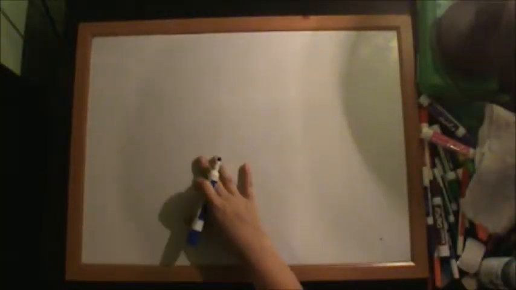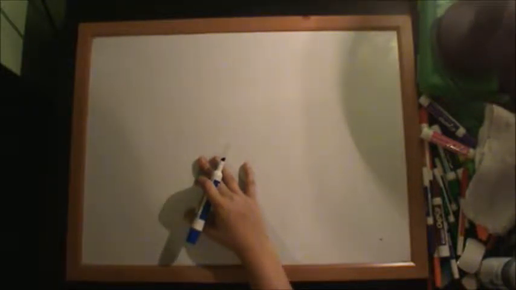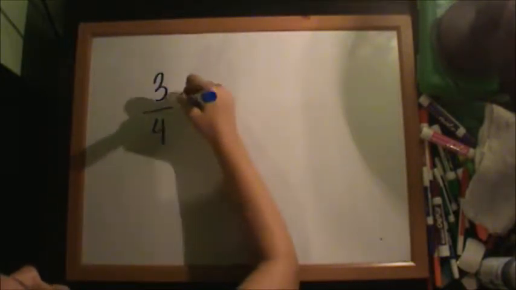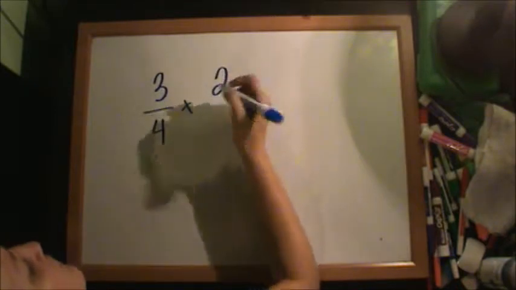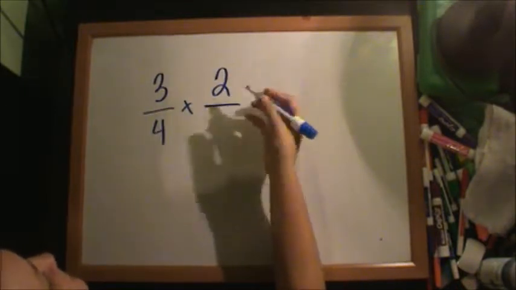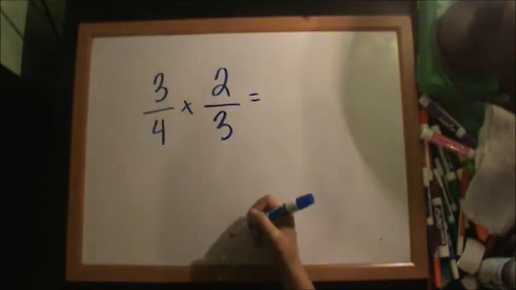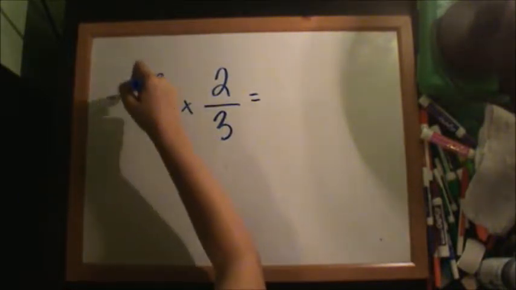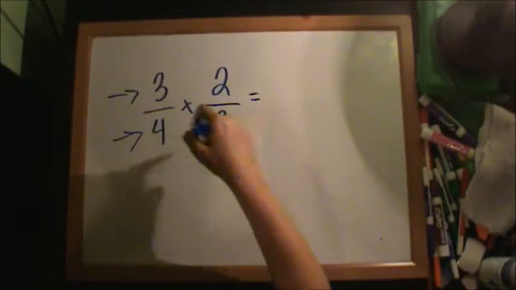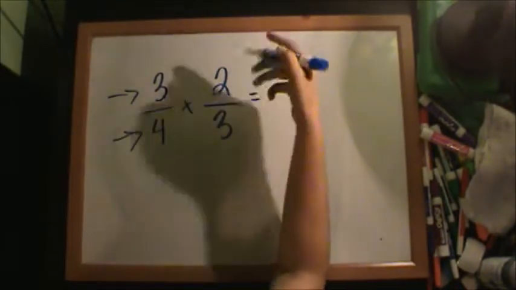Okay, this is the standard algorithm for multiplying fractions. The standard algorithm seems to be the one that's easiest for me, but you can decide for your own. So 3/4 times 2/3. For multiplying fractions, all you're going to do is take the top number, multiply across, take the bottom number, multiply across. 3 times 2 gives me 6.